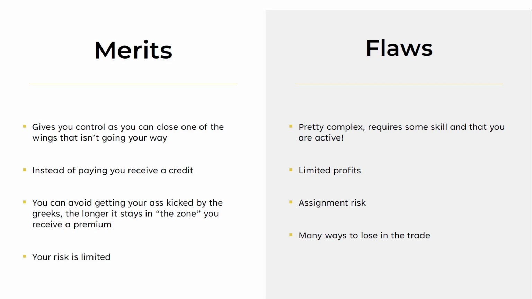Yeah, because the Condor has some merits and flaws in general. And as you said, it gives some control. You can close one of the wings or legs or whatever you want to call it that isn't going your way. But that means this is pretty complex. A straddle or a strangle is pretty straightforward, but here you need to be more active. You can't do an Iron Condor and go to sleep and think that you will wake up and have earned a lot of money. I'm looking at you here, Salim.